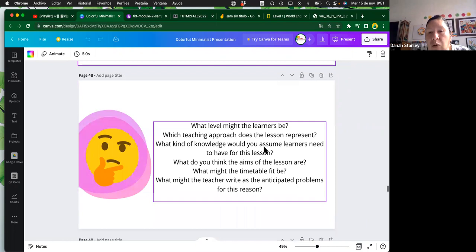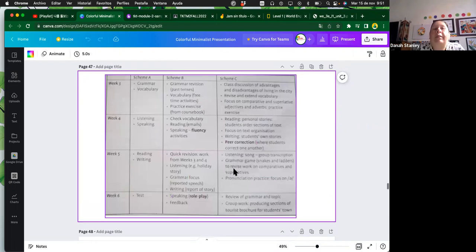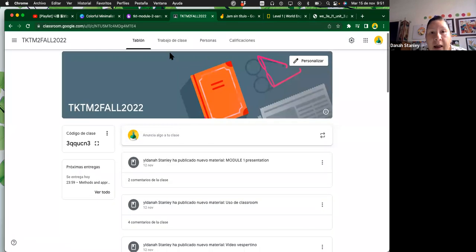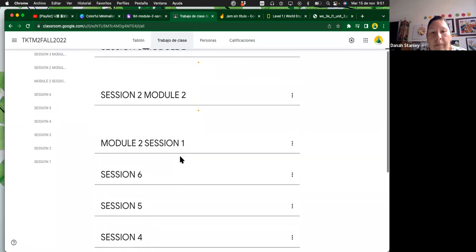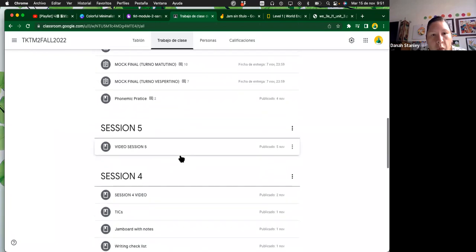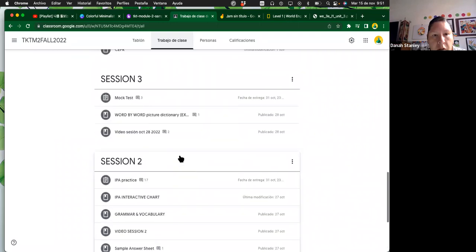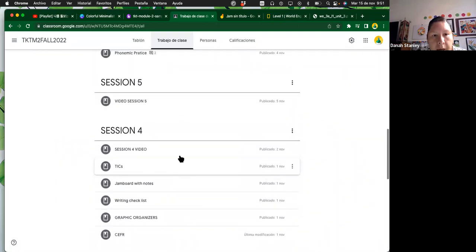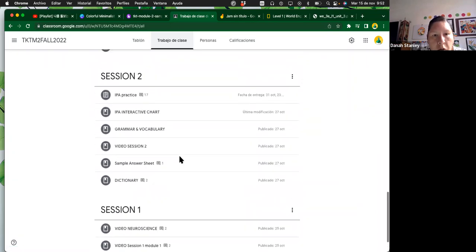What kind of knowledge would you assume learners need to have this lesson? Bueno, because they are intermediate, pues at least I assume they know simple tenses, they have some vocabulary. To make my assumptions, what I can do, vean, si yo ya les di todo. To make my assumptions, I can go to my can-dos. ¿Dónde están los can-dos?